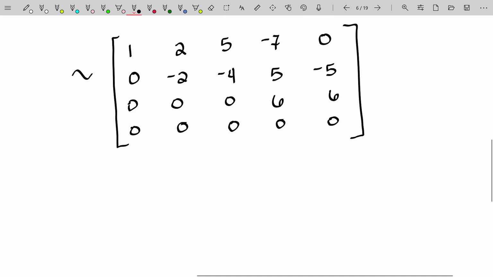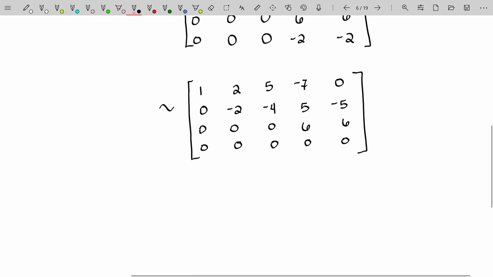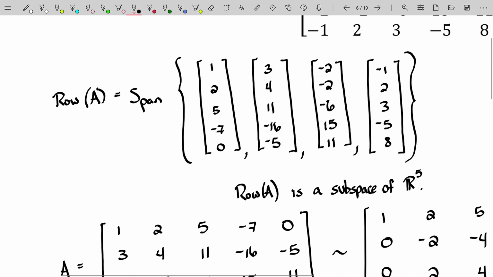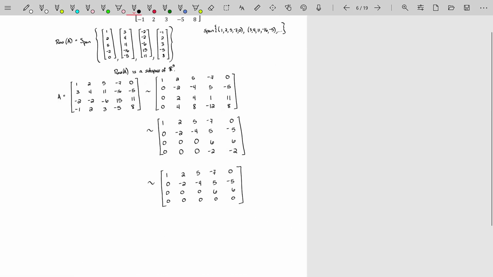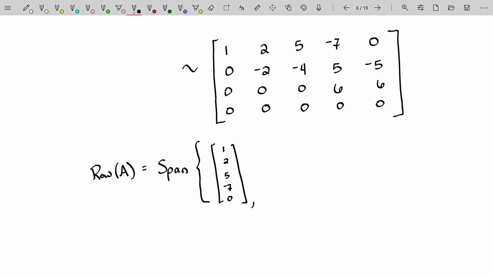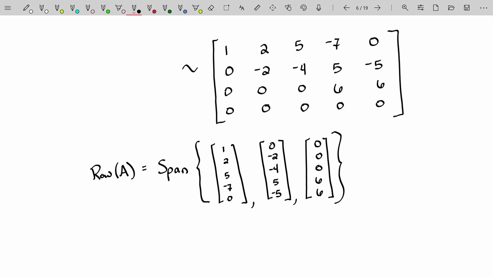And now you can see that one of the rows is definitely a linear combination of the other rows. So if you really wanted to tighten up those vectors so that you have a bare minimum number of vectors that still span the row space of A, you could use these vectors right here. And since these vectors are linearly independent and they span the row space of A, they would form a basis for the row space of A.